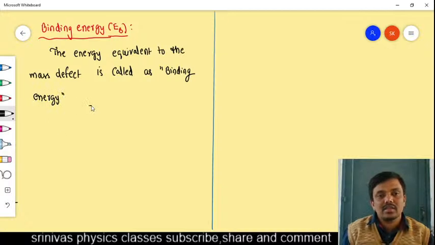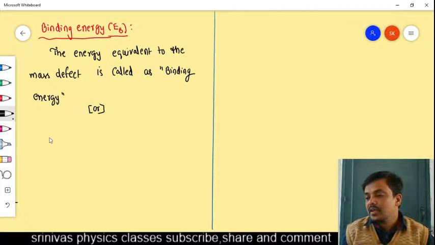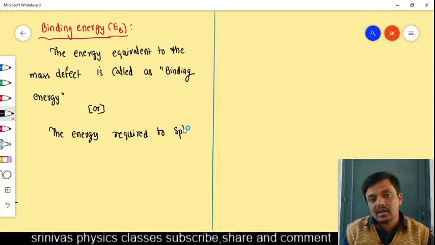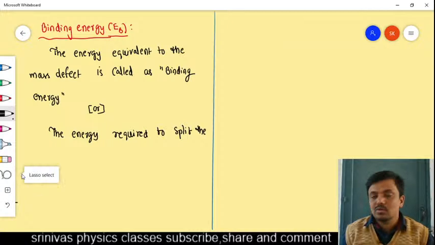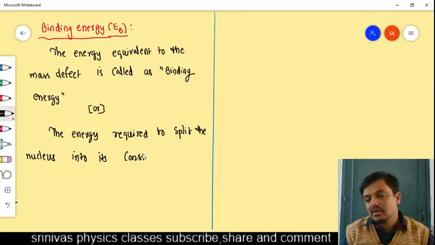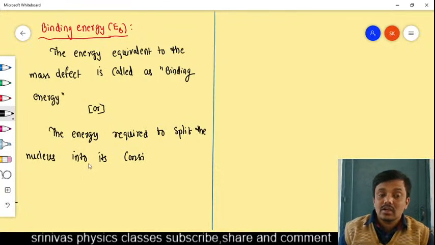And there is one more definition. You can note it. That is the energy required to split the nucleus into its constituent particles. Some energy is required to split the nucleus into particles, nucleons.